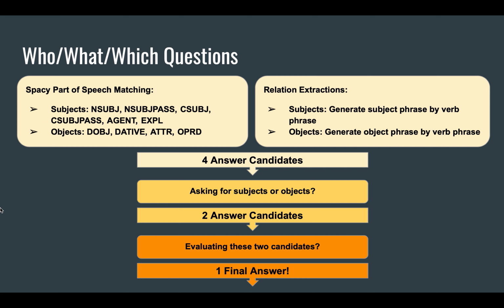For who, what, which types of questions, they're typically asking for subjects or objects. We use two ways to generate our candidate answers. The first way is spaCy part-of-speech matching: we use the tags to match the subjects and the objects. The second way is to use relation extraction, which we wrote in our own functions. Now we get four answer candidates. Then we ask whether the question is asking for the subject or the object. We do this with a simple method, checking whether the question contains the subject or the object. Now we're shrinking down to two answer candidates, and we evaluate which candidate is better. Now we get the final answer.